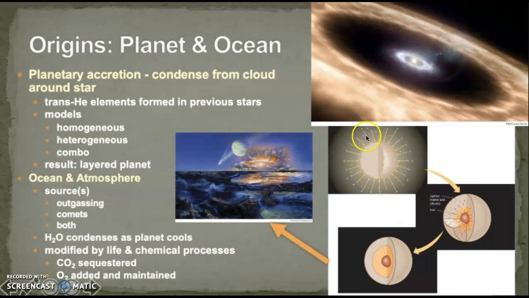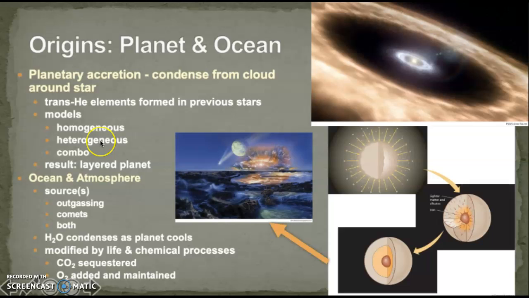So how do you get from accretion to a layered planet? Well, the homogeneous model says after everything collects, the heat of putting all that stuff together plus radioactivity melts this material. Once it's melted, the heavy stuff or the dense material sinks to the middle. The light material moves to the outside, and you end up with a layered planet.